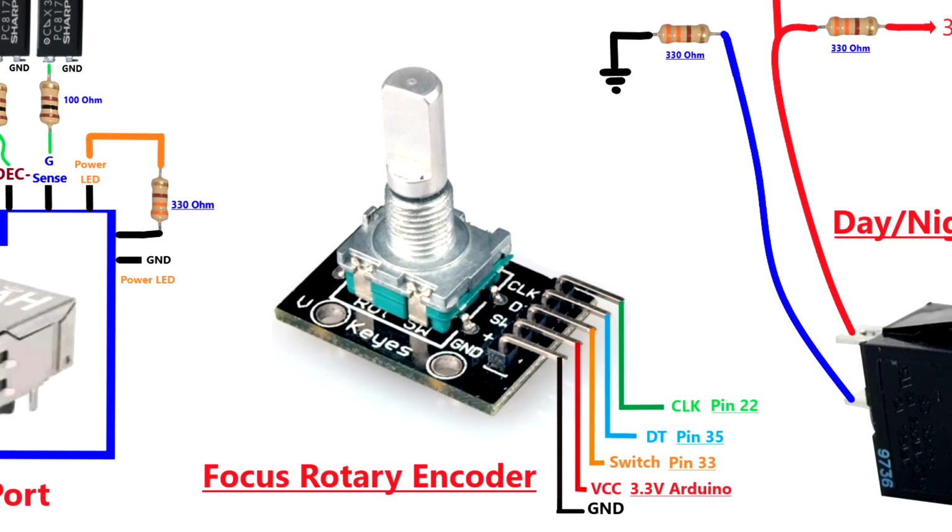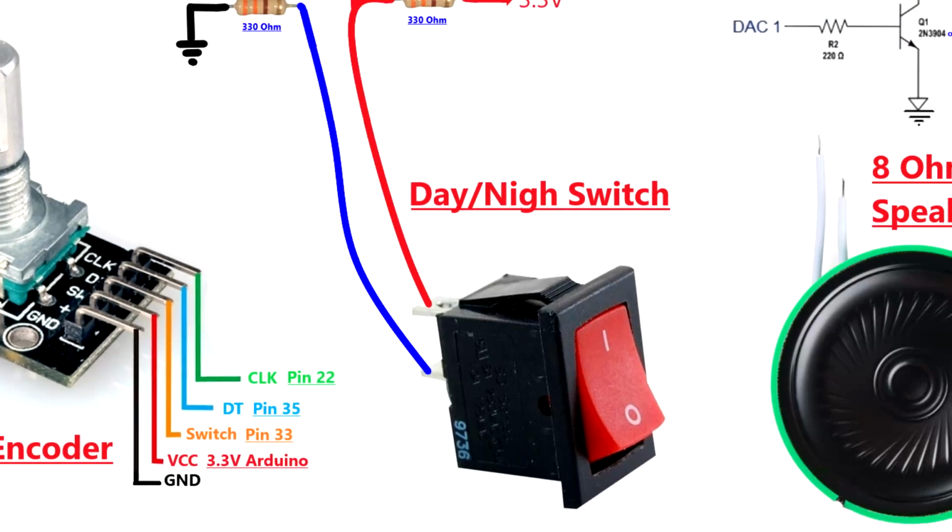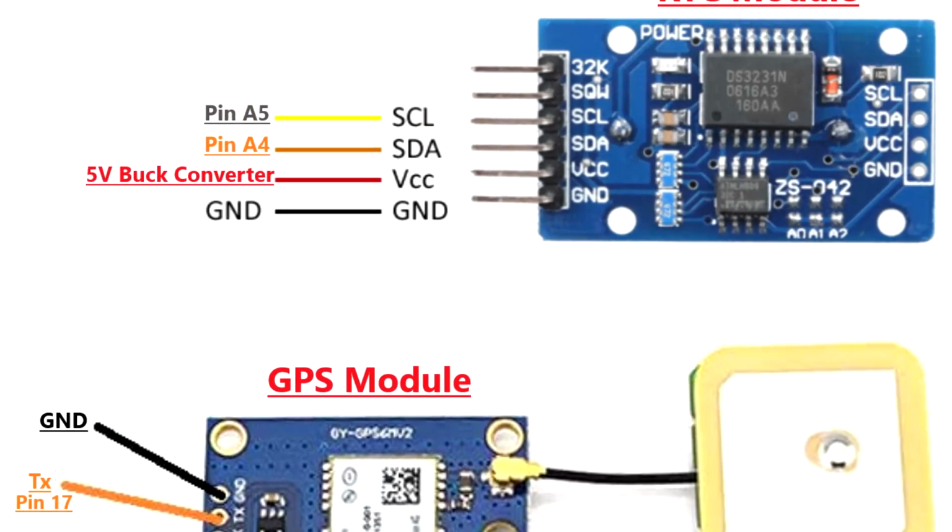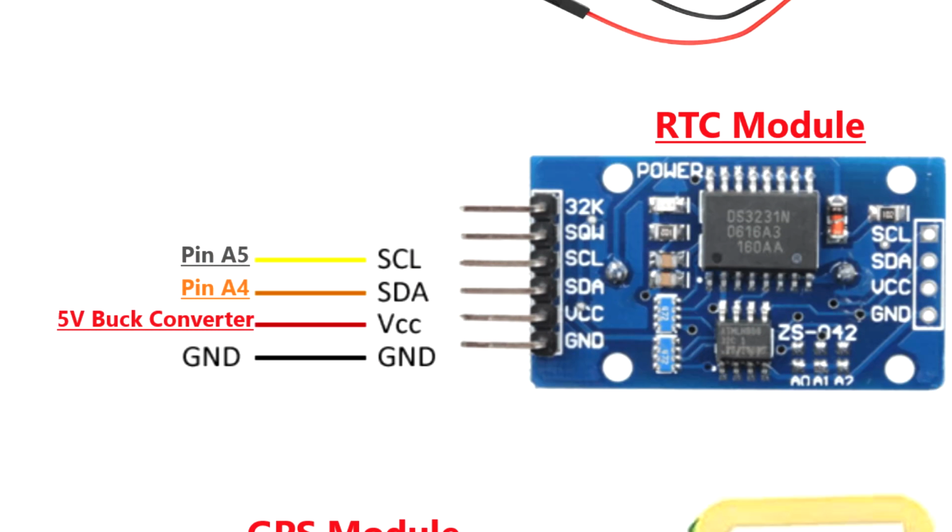You have the rotary encoder with a wire to the ground, powered by the 3.3 volts Arduino, 3 wires to the Arduino. You have the GPS module powered by the 5 volts but Arduino, not buck converter. You have a ground wire and 2 wires for the Arduino, and the NTC module has 5 volt buck converter power supply and a wire for the ground, 2 wires for the Arduino.